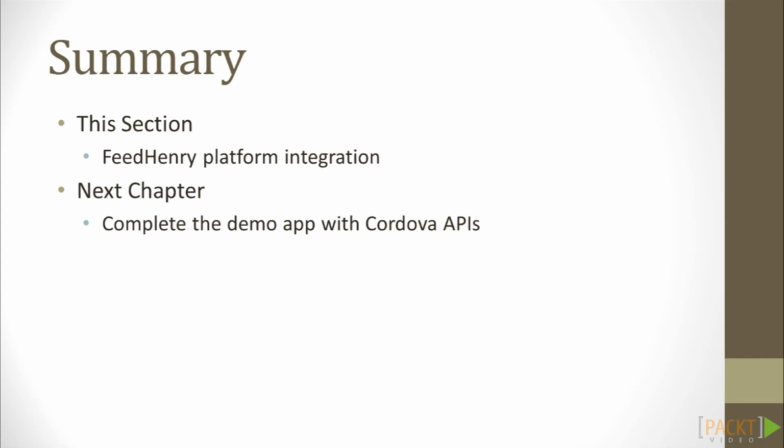In this video, I deployed the server app to the FeedHenry platform. There are lots of features in the FeedHenry platform, such as zero-code app generating, building mobile app binary, and statistics. You can find more information on these features at feedhenry.com. In the next video, we will complete the demo app with more functionality using the PhoneGap APIs.